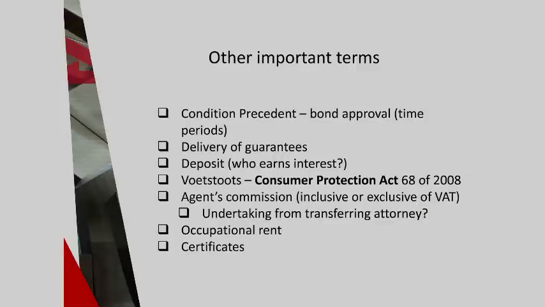Voetstoots clauses. So the CPA has implications for the voetstoots clause in certain agreements, but in your ordinary arm's length transaction between a purchaser and a seller, when they're not selling homes as part of their business, just selling their residential property, you can have a voetstoots clause or provision, bearing in mind that it will not protect the seller in the case of a latent defect, which the purchaser can show the seller was aware of and fraudulently or intentionally failed to disclose.